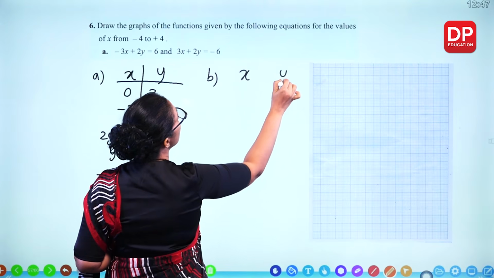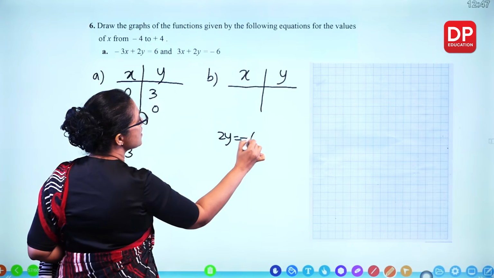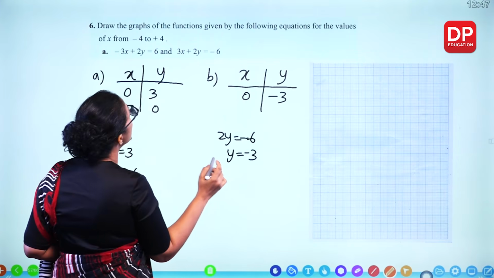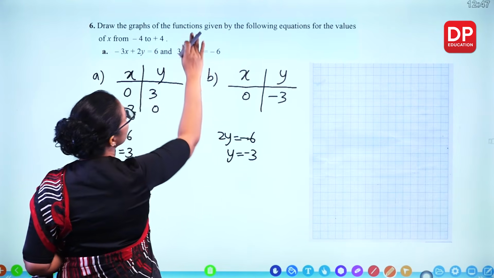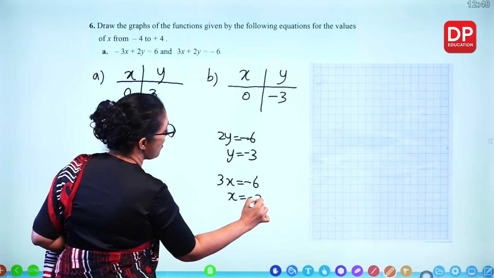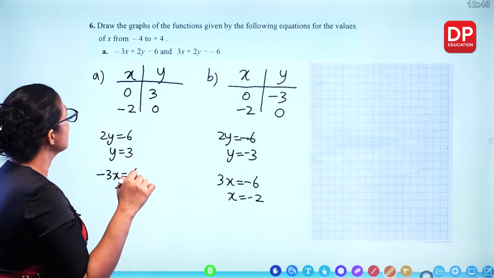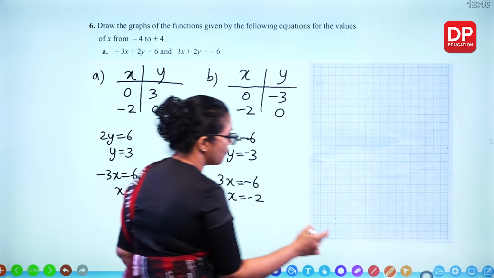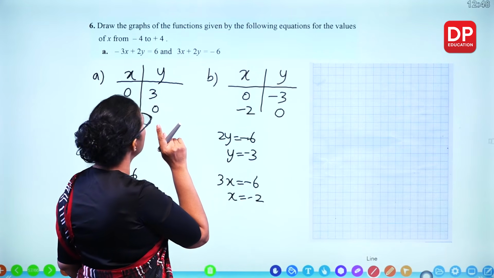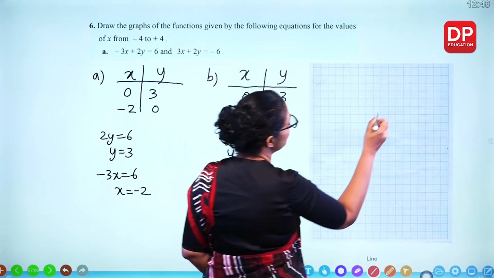X, y. When x equals 0, 2y equals minus 6, y equals minus 3. When y equals 0, 3x equals minus 6, x equals minus 2. Now we can construct the graph. First, you need the scale. So y 3 and minus 3. But it says minus 4 to plus 4.